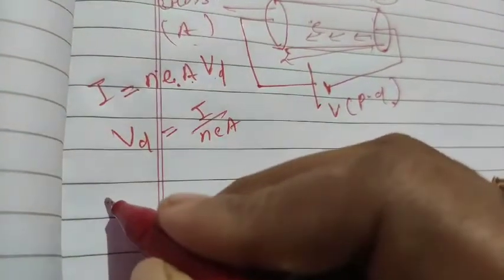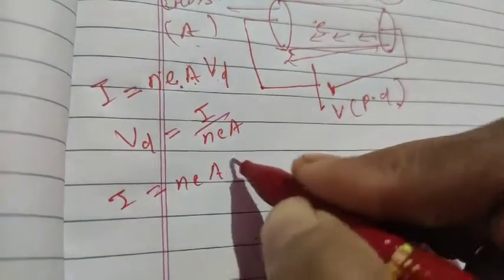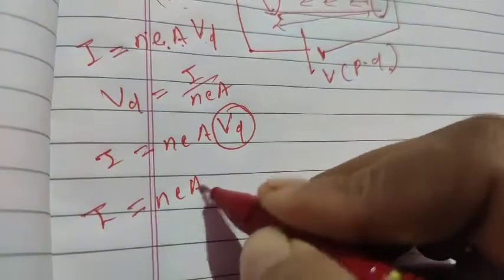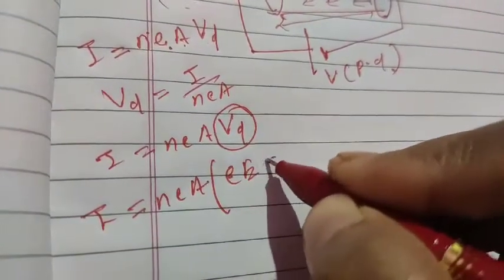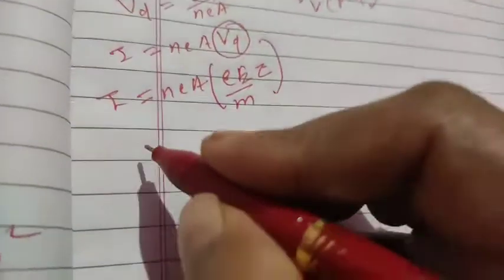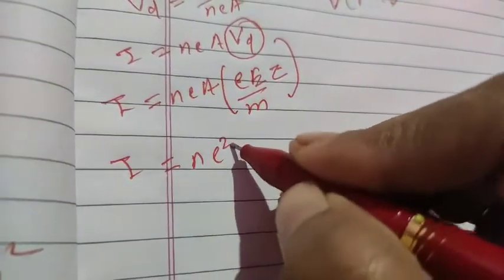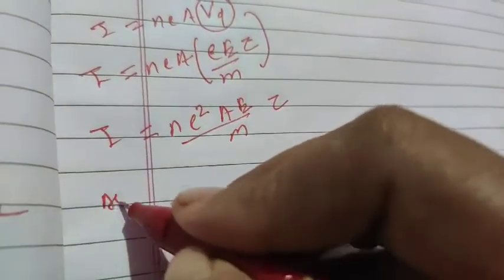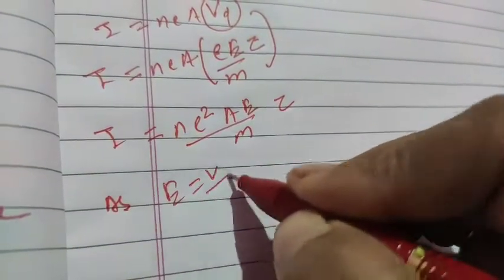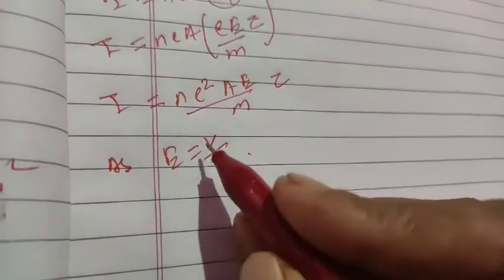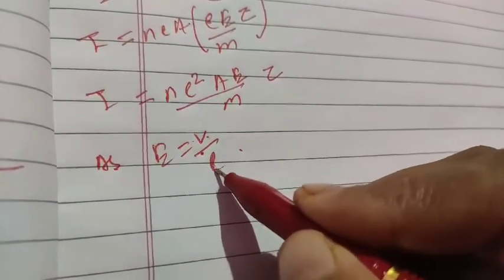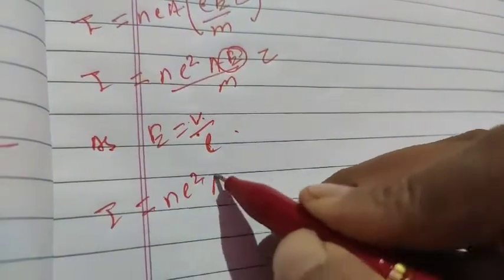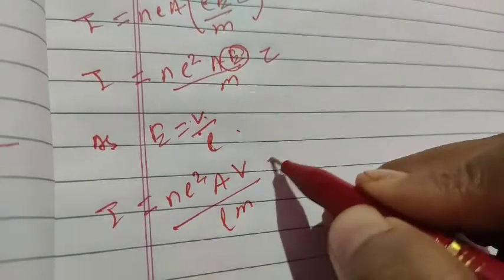Now, I is equal to neAVd, and the Vd value we got in the last class video, Vd is eEtau by m, right? So I is equal to ne squared A E tau by m. As we know, students, E is equal to V by L, right? V is the potential difference and L is length. You put the value of E here. So I is equal to ne squared A V tau by L m.